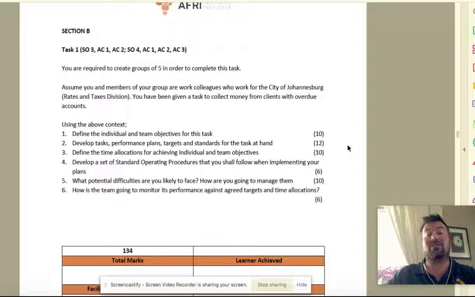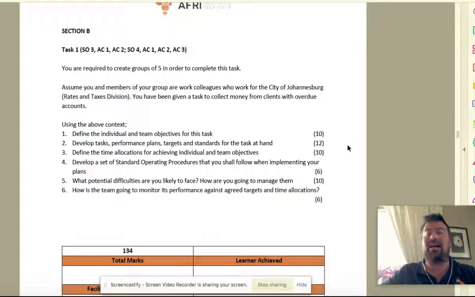Then what potential difficulties are you likely to face, and how are you going to manage them? Now, you would understand exactly what difficulties they would expect, because if you were on the receiving end of one of these calls, you would know what's going to happen. So think about the difficulties and how are you going to preempt it and put plans in place.